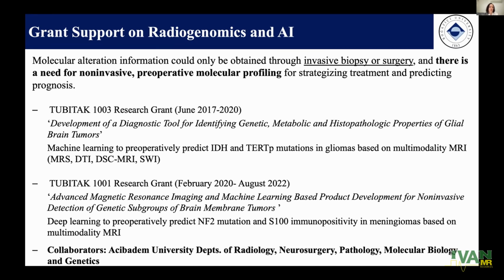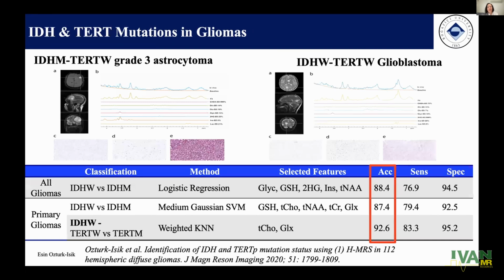And our collaborators were from Acıbadem University. In our first publication, we showed that we could identify IDH mutation and differentiate IDH mutants from IDH wild-type tumors by using machine learning with 88% accuracy. And this was an MR spectroscopy work. And in the primary gliomas, again, our accuracy was similar. And when we looked at TERT mutant tumors within the IDH wild-type group, which is actually your TERT only group, which is the highest risk group, we identified them with 92% accuracy.